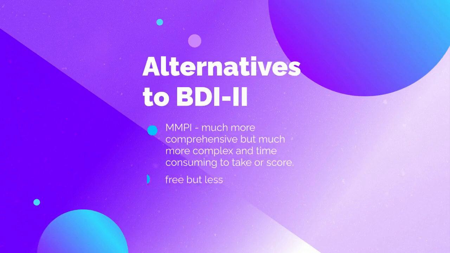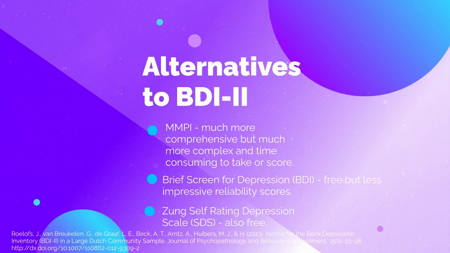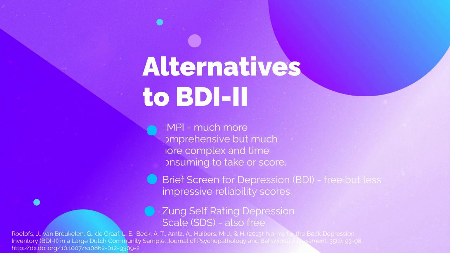There are many alternatives to the BDI-2 to screen for depression. The MMPI, for example, is much more comprehensive and much more complex and time-consuming to take or score, as well as being expensive. Another alternative is the brief screen for depression, which is free, but does not have as strong of reliability scores as the Beck Depression Inventory 2. Another option is the Zung Self-Rating Depression Scale, or the SDS, which is also free. Both the BDI and the SDS are found in our Corcoran and Fisher texts.